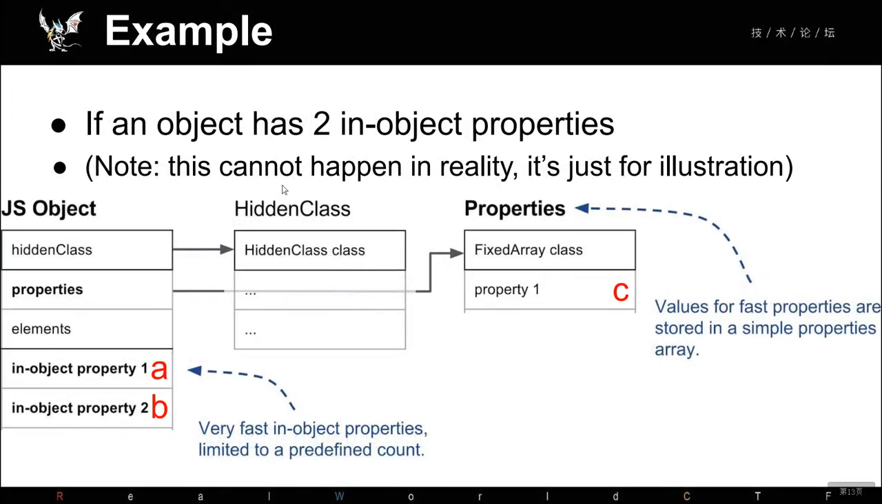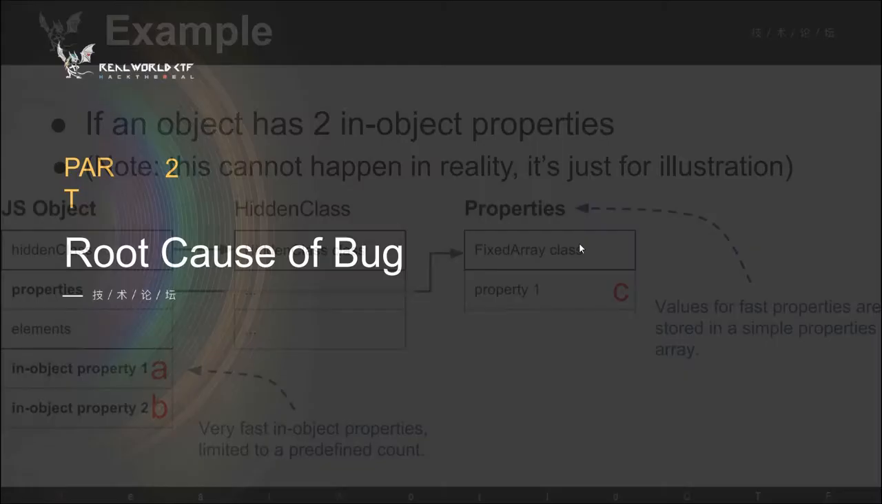If we go back to the example before, we have A, B, C with field indexes 0, 1, and 2 respectively. 0 and 1 are smaller than 2, since the example here has two in-object properties. So A and B are here. And since 2 is larger than or equal to 2, C will be stored in the backing store property array.